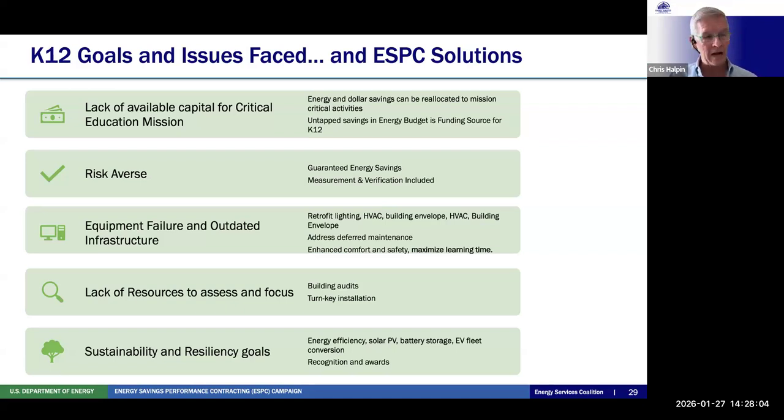So it allows you to reallocate money. Like I said, it's like energy equity waste that's going on in these schools. You can take that money and redirect it into local reinvestment in your schools and in those children's futures, right? It's a real untapped funding source. Because it includes guaranteed energy savings and measurement and verification, it really addresses the issue of being risk averse, right? You may not want to do this because you're not sure how it's going to come out.